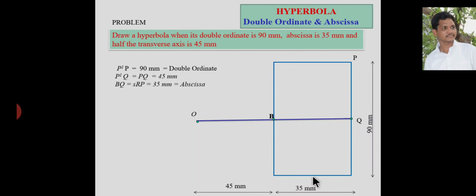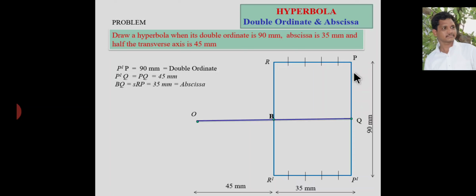Now divide this horizontal line into some equal parts. Here I divided this horizontal line into 5 equal parts. So that means 35 by 5 equals 7 mm. Each part is equal to 7 mm. Similarly, divide this horizontal line into the same number of equal parts, 7 mm each.